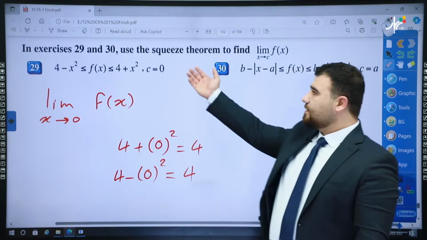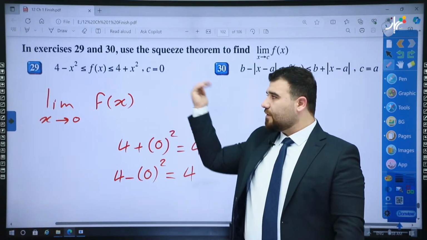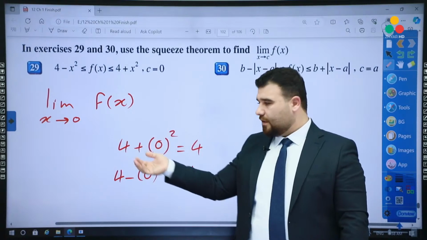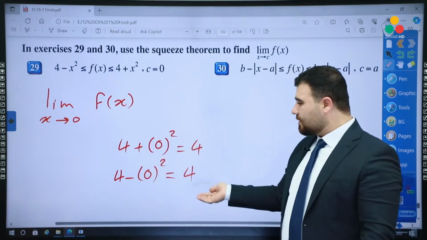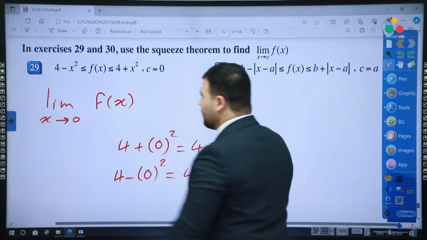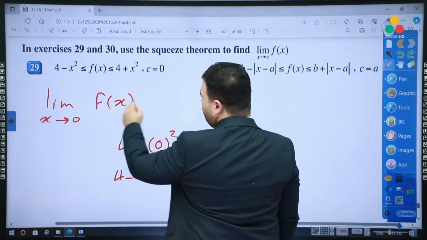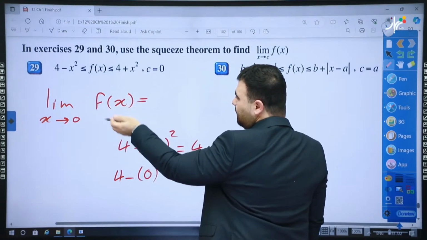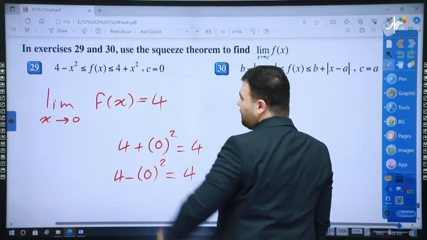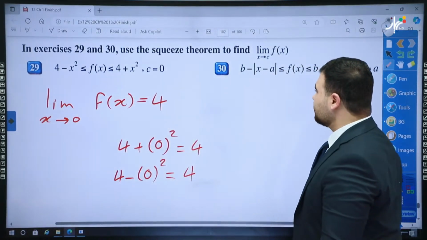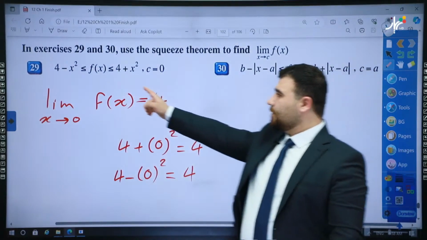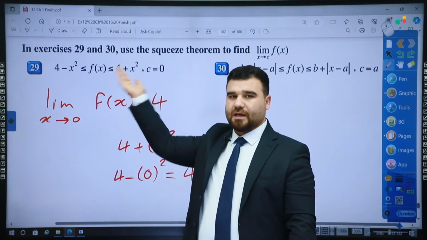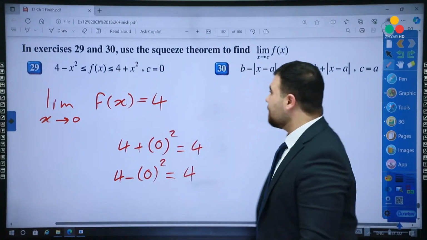Then by squeeze theorem, since the upper function and the lower function both have limits and both limits are the same, then we say the limit of this function, that we actually don't know, but we know the lower and upper functions of it, is 4, just like these. The idea is we don't work on this directly. We work on the upper function and the lower function.